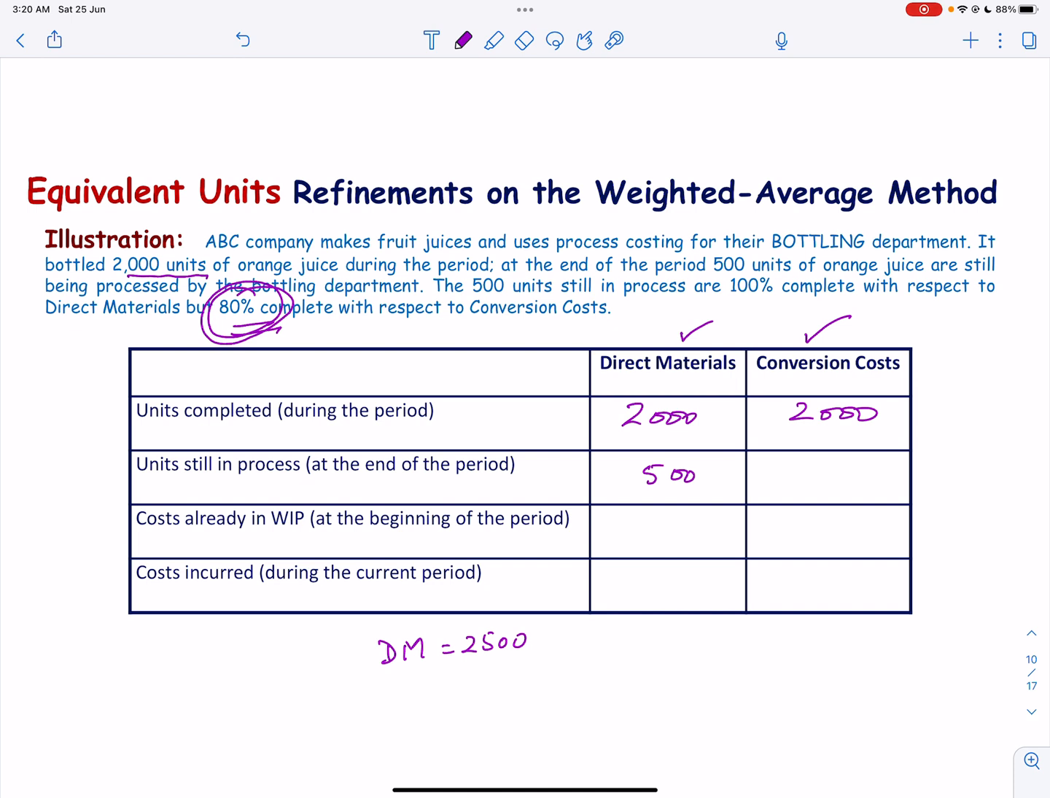Now the total cost is given as 1,000 and cost incurred during the current period is say 225. So the total cost is 1,225. So the cost per equivalent unit for direct material will be 1,225 divided by 2,500, that is equal to 0.49.